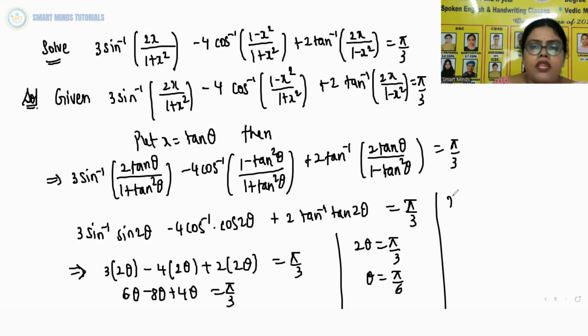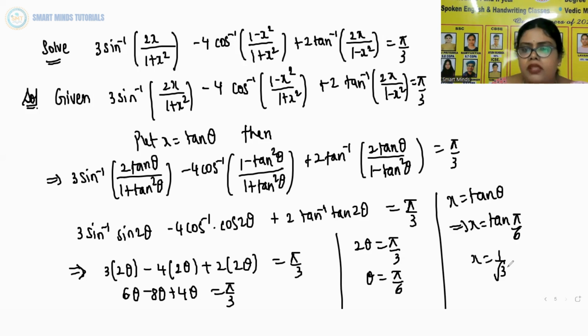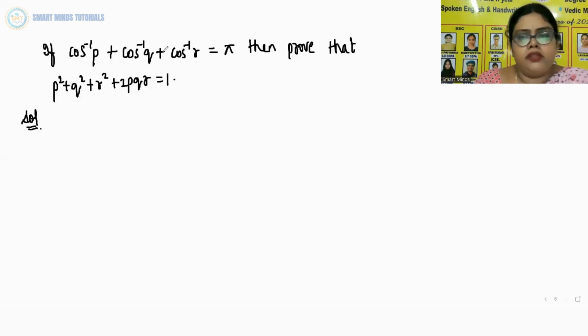So what is the x value? x is equal to tan theta. So x is equal to tan pi/6. Pi/6 is 30, so tan 30 is 1/root 3. So this is the solution. Now take the next question.